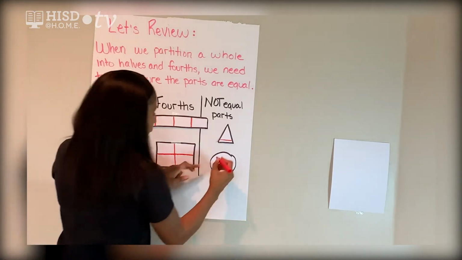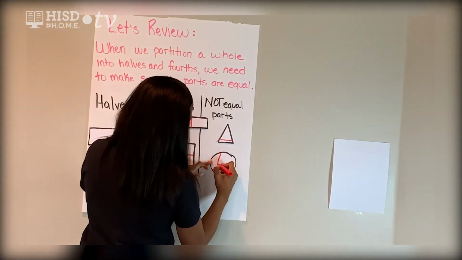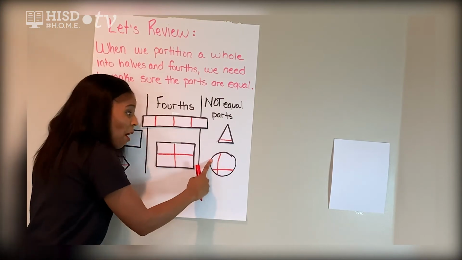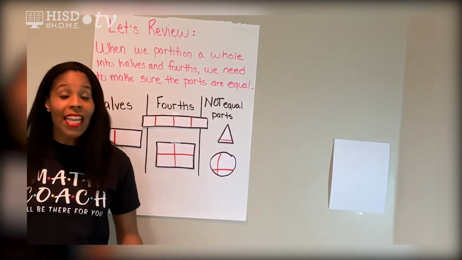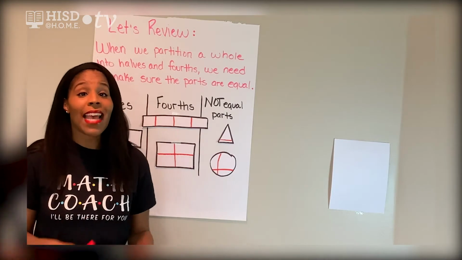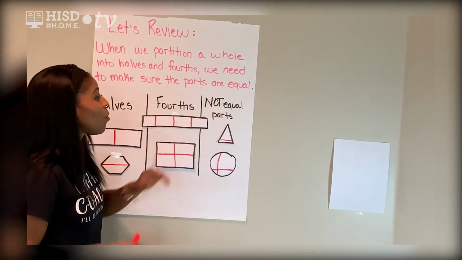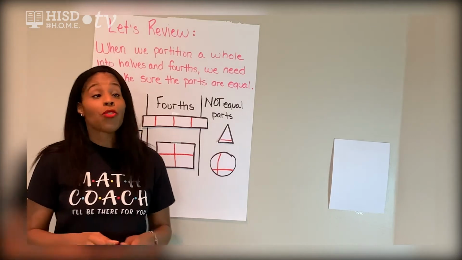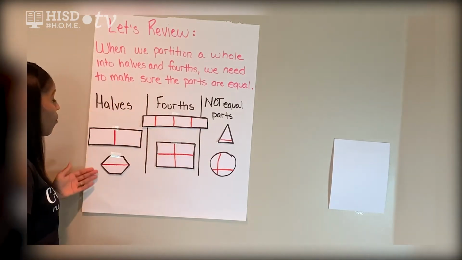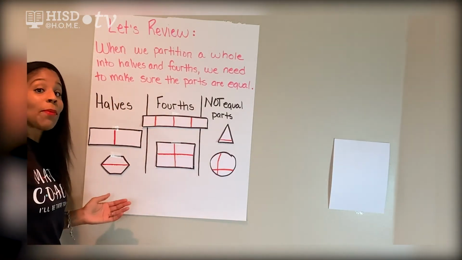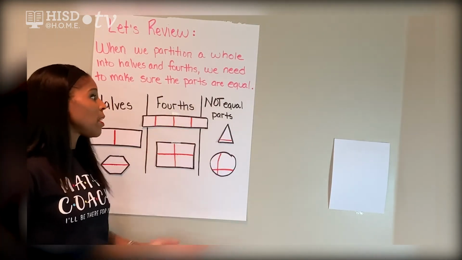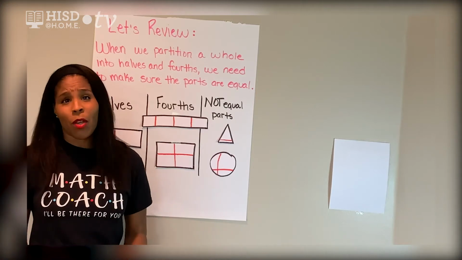What if I draw another line? So now is this part equal to this part? No, it's not equal. So now I do not have equal parts. Not equal parts. So I want you to pause the video and take a picture of this so you can see how it looks if we partition certain shapes into halves, fourths, and also now we've identified shapes that don't have equal parts.